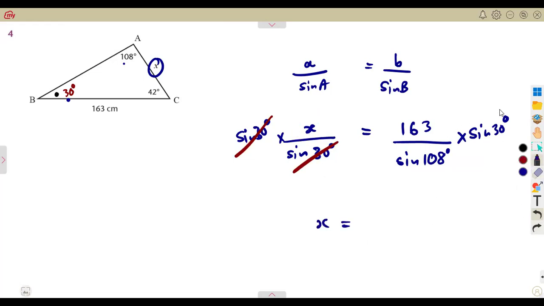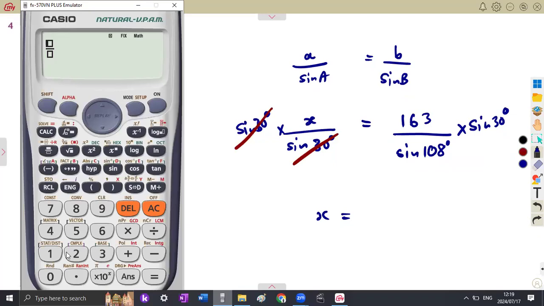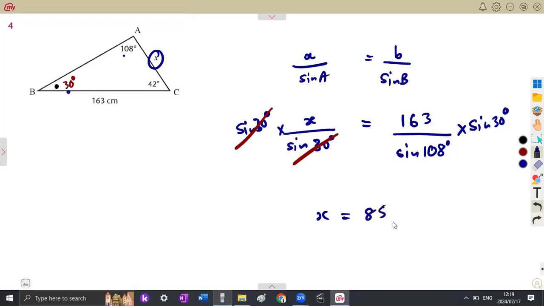So our X was going to be this value, which is direct on our calculator. This one is just a repetition of what we saw on question number 2. Our calculator is already fixed to 2 decimal places. So that's 163 times the sine of 30 degrees, everything divided by the sine of 108. We are going to obtain 85.69, and this is a length in centimeters. Use the given units that you have there.